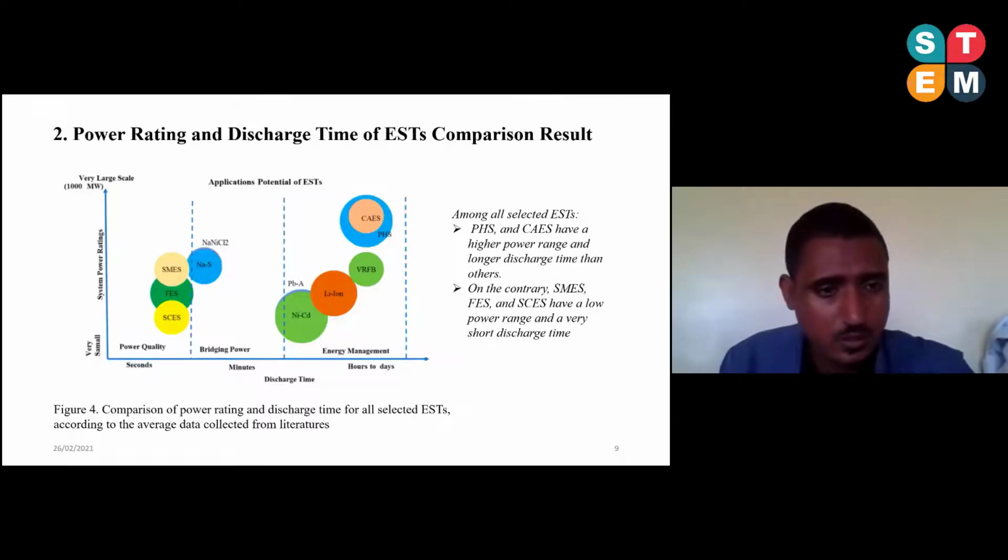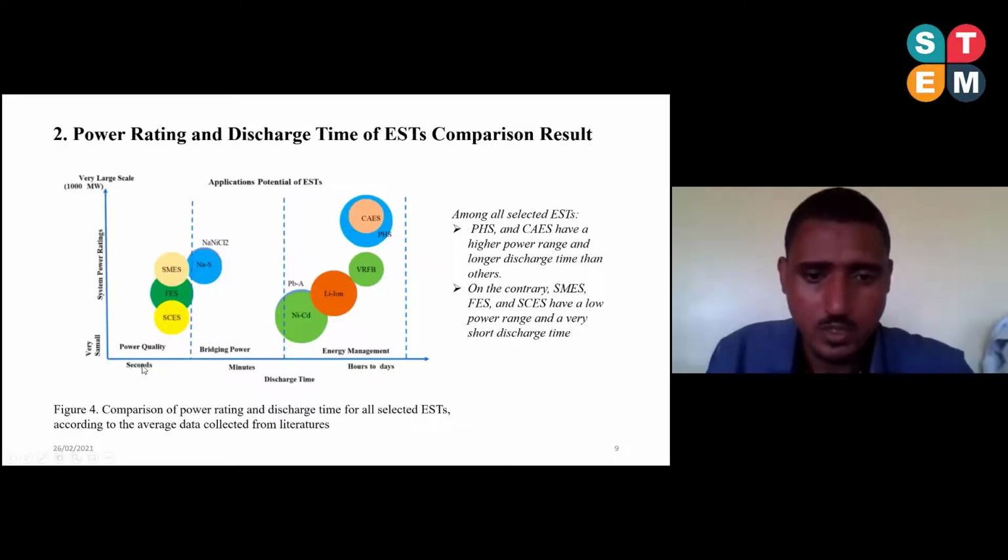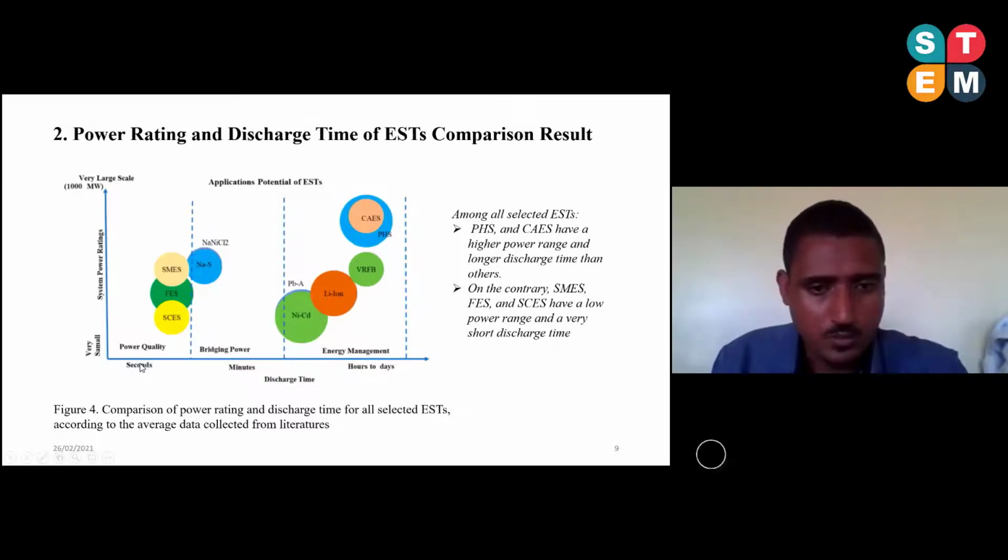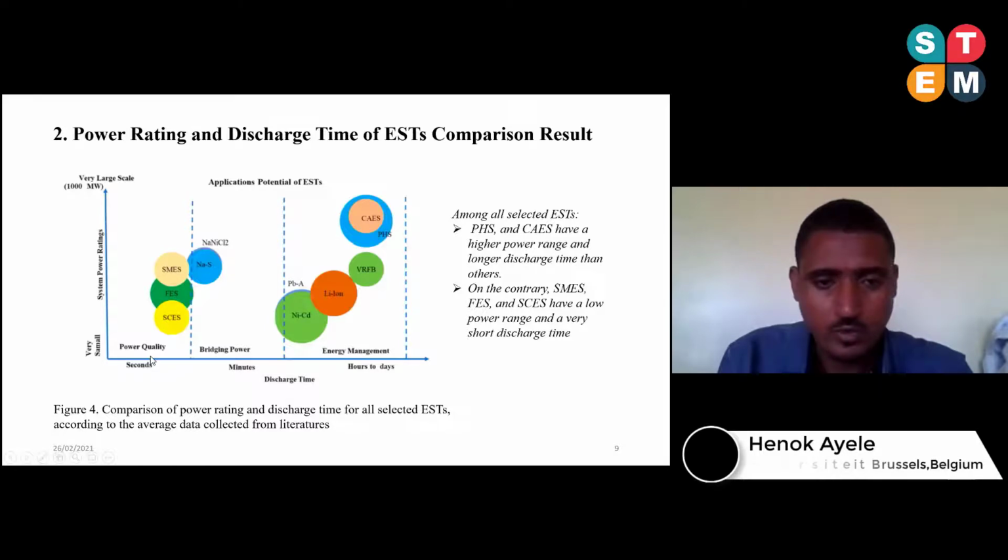In contrast, if you take these other energy storage types, specifically the supercapacitor energy storage and flywheels, they similarly have a small power range and low discharge times, in seconds. So again, such energy storage is applicable for power quality applications, and they can also be used for intermittent smoothing purposes.